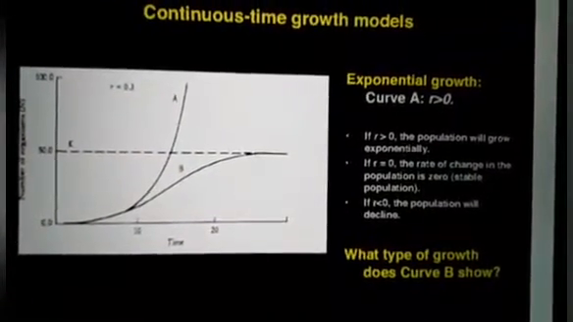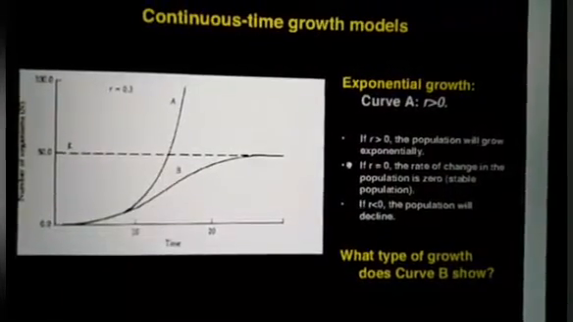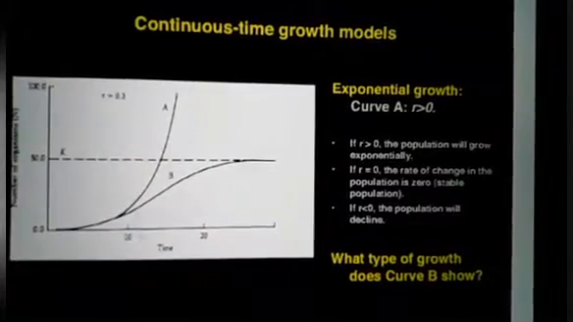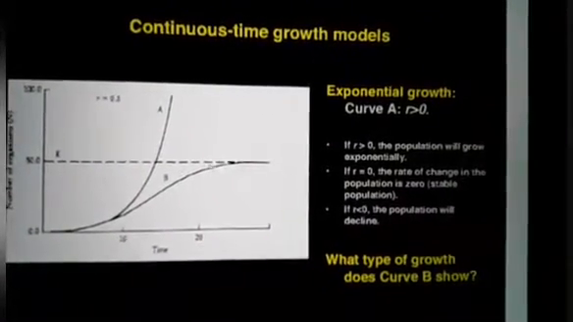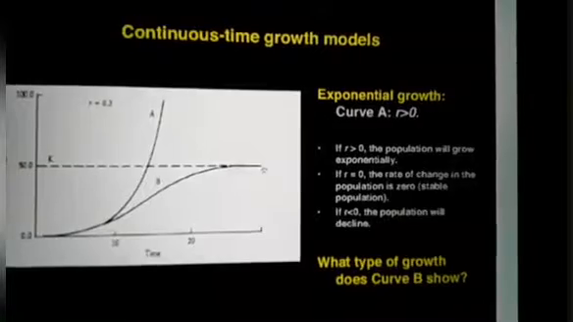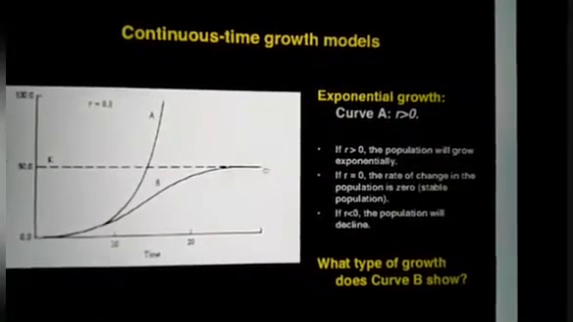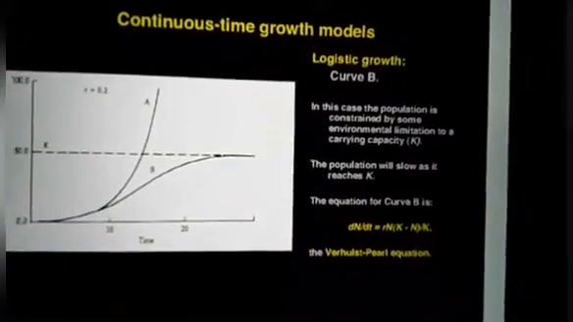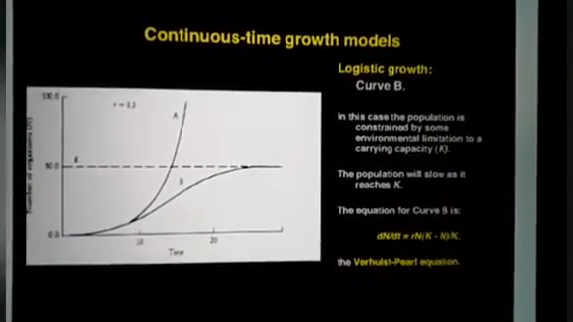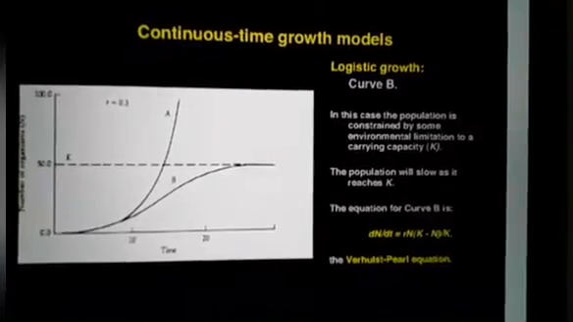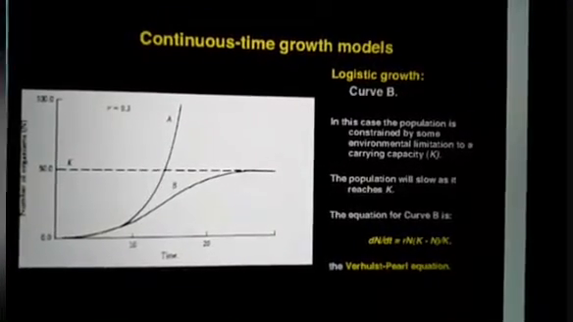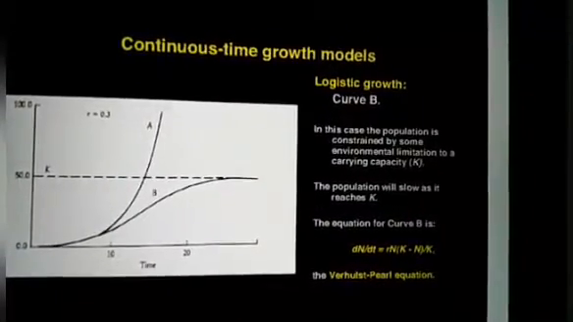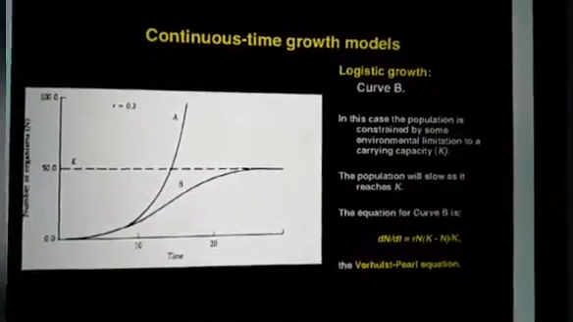Therefore, what type of growth does B represent? We're saying this is not simply an exponential growth, because B has some limitation. So B is said to be a logistic growth curve. In this case, the population is constrained by some environmental limitation to a carrying capacity.